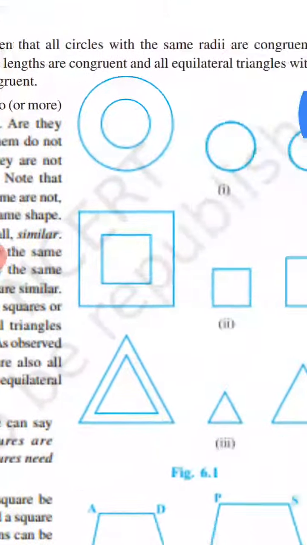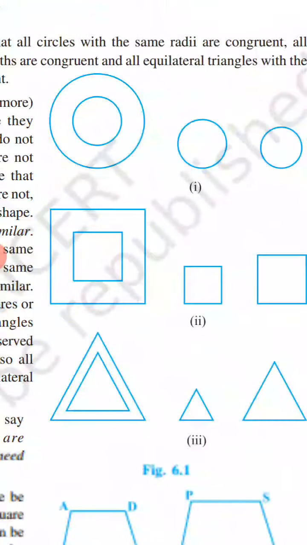First one, there is a difference between congruence and similarity. Two figures are congruent if they are identical both in shape and size, but two figures are similar if they are identical in the shape but not in size. So similar figures look alike but they are of different sizes.